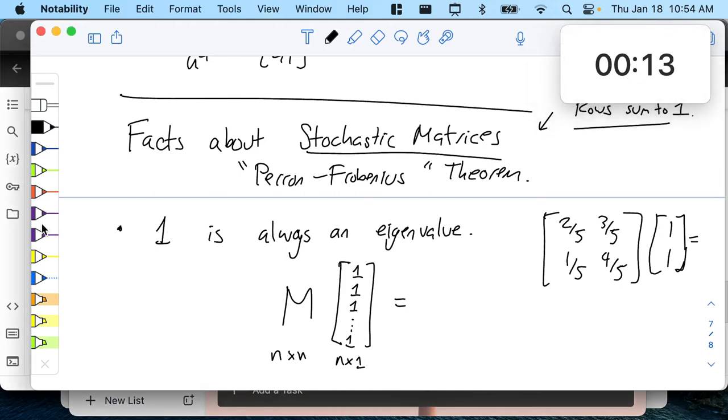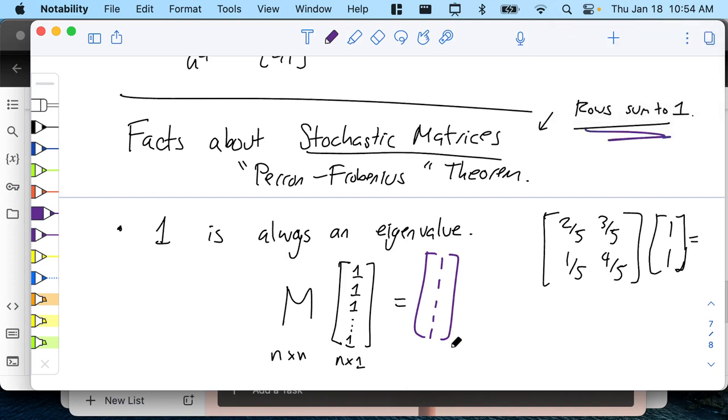Yes. When you multiply a matrix by 1 1 1 1 1, what you are doing is summing the entries in the row. So any matrix times 1 1 1 1 1 will be a vector with the sum of row 1, the sum of row 2, the sum of row 3, and so on. This is a matrix where all the rows are given to sum to 1. So what you get is 1 1 1 1 1. And that means that 1 1 1 1 1 is an eigenvector. And actually, it's a right eigenvector. So 1, 1, 1 is always a right eigenvector.